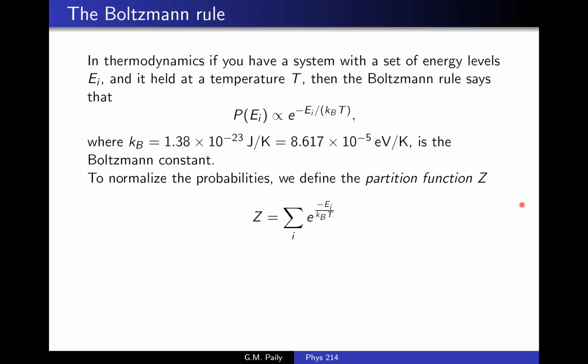But right now, this is just a rule, right? We know the probability is proportional to this. We need to normalize it. So to normalize the probabilities, we define the partition function, Z, and that's simply the sum of all these exponential factors. So then the probability is equal to the exponential divided by this normalization factor, Z.